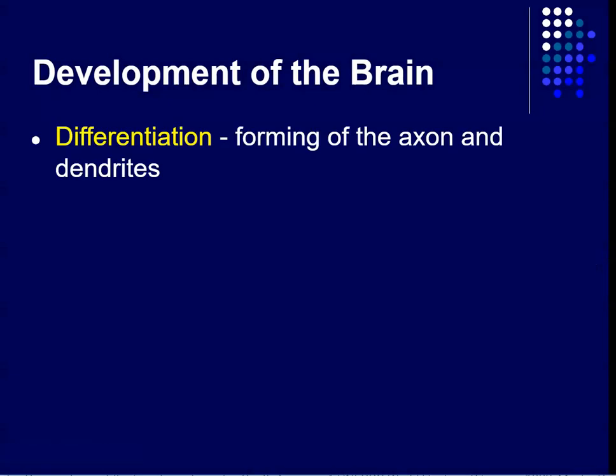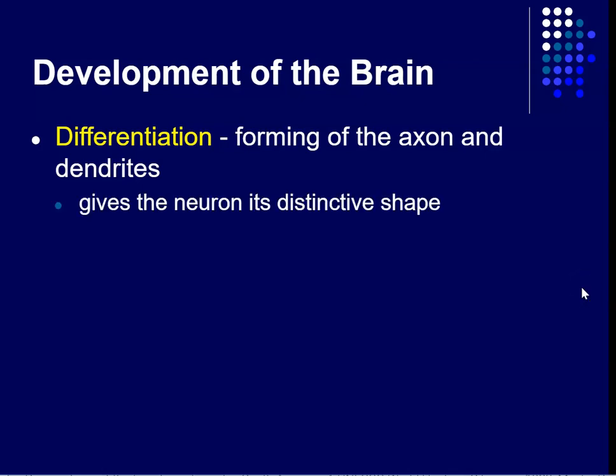The next step is differentiation. This is the formation of the axon and the dendrites, at least for neurons. But really, more generally, it's the process of cells becoming whatever they ultimately are going to become. For neurons, it gives them their distinctive shape, and it gives them their distinctive function. It involves them becoming electrically active, expressing sodium channels, potassium channels, the sodium-potassium pump, and so forth, in order to have that excitable membrane.